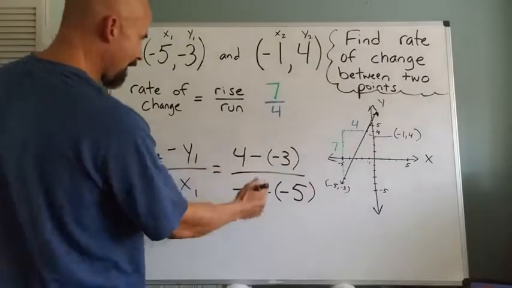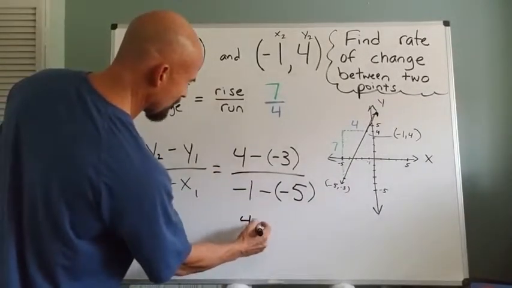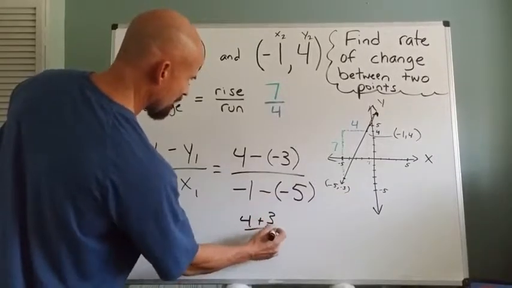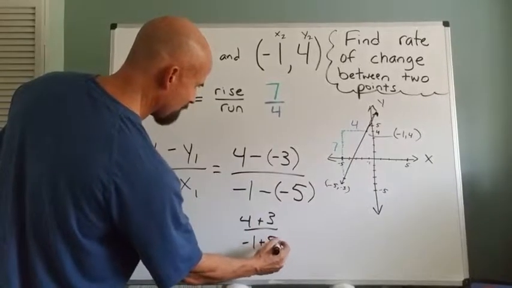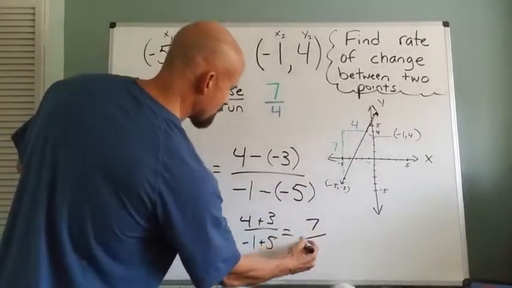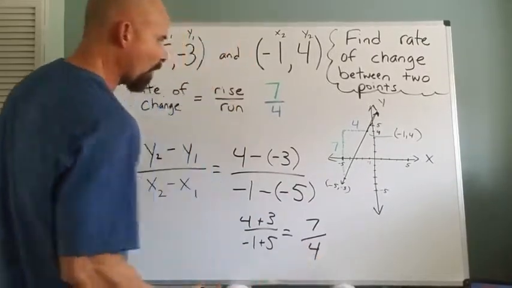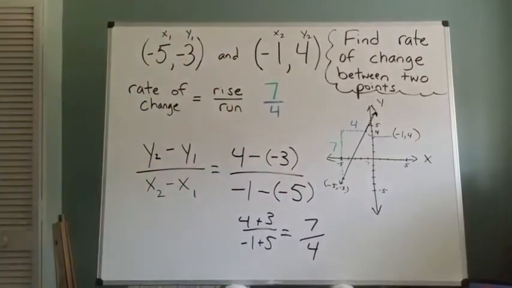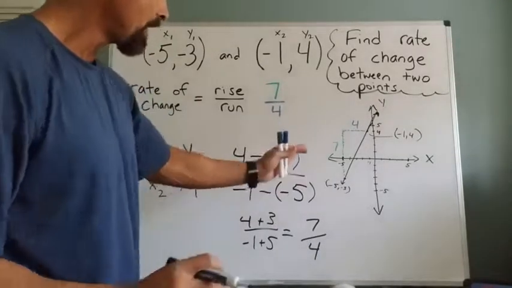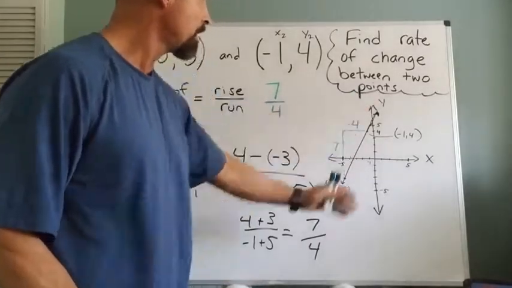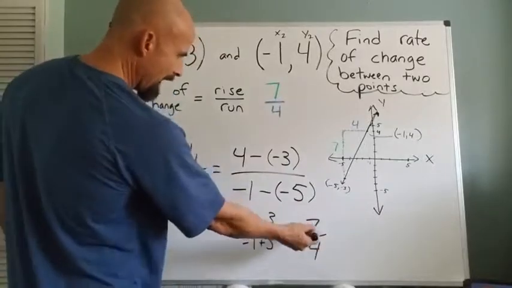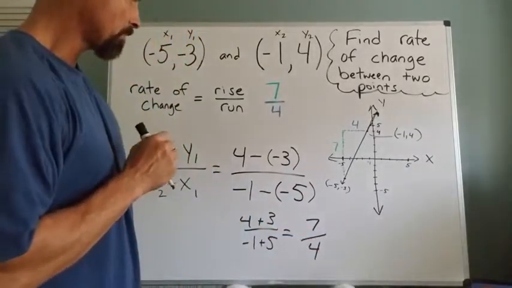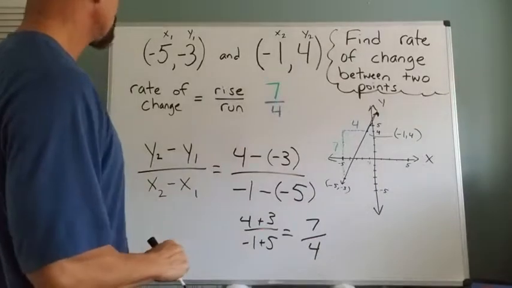So if I do the math, 4 subtract -3 just becomes 4 plus 3. -1 subtract -5 becomes -1 plus 5. And I wind up getting 7 over 4, just like I did in the first way to solve the problem. And if you'll notice, I had already said at the beginning, my slope, my rate of change, should be positive because I know the line is going up. And when I did the math, sure enough, the slope came out positive. The rate of change came out positive.